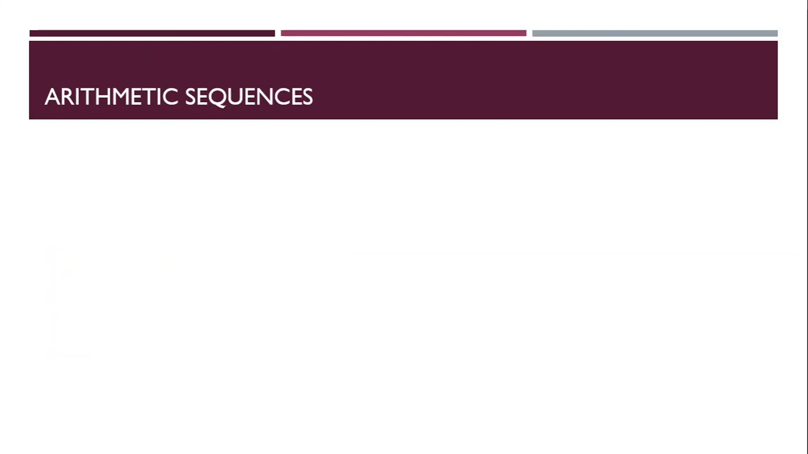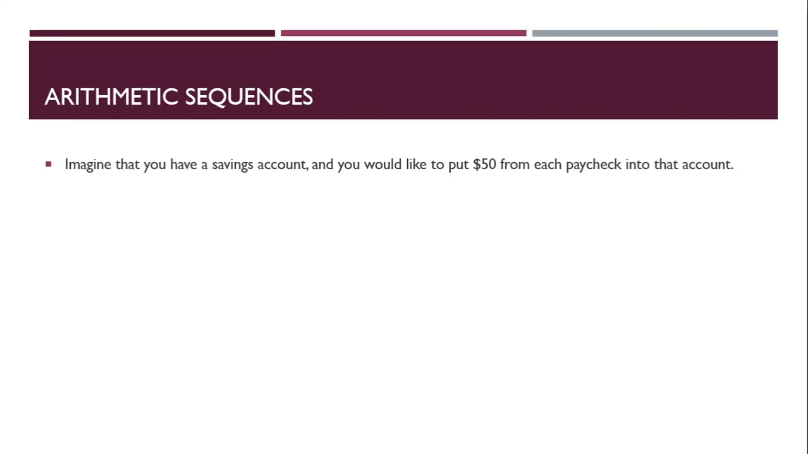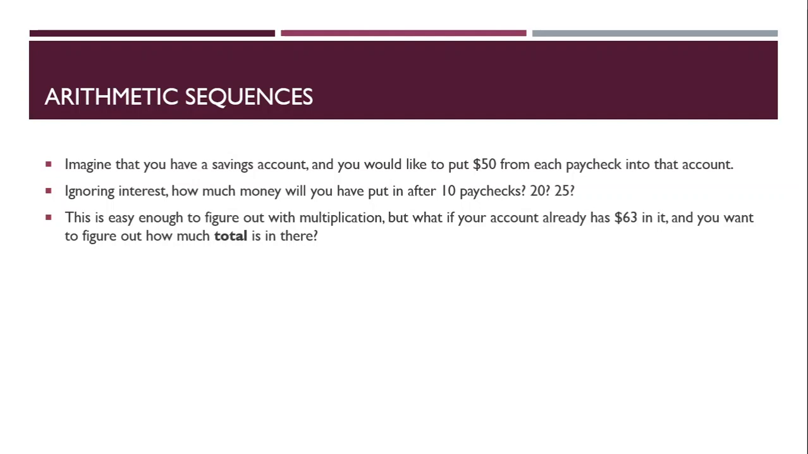Okay, one other concept we want to look at here in this section is arithmetic sequences. So imagine that you have a savings account and you'd like to put $50 from each paycheck into that account. So pretty normal. Ignoring the interest that you might make, how much money will you have put in after 10 paychecks, after 20 or 25? So that's easy enough to figure out with multiplication. We can multiply 10 times 50 or 20 times 50.